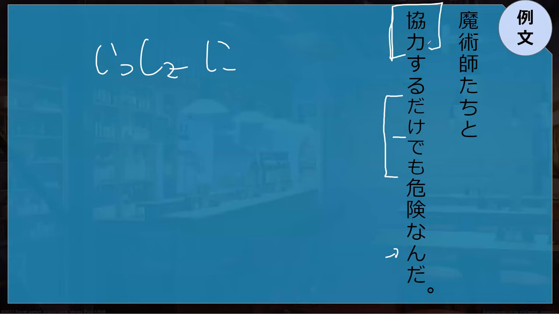Dake, only. So I am only going to cooperate with the magician. However, it's dangerous. That's a really good guess, but if you wanted that meaning you would need a comma here. There's no comma here. Instead, this de is actually attached to dake, to modify dake. So this de is not the de from demo. This is te form de. Te form with mo added to it.